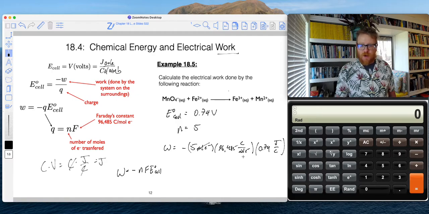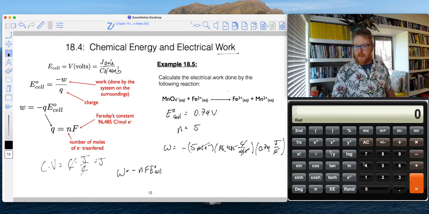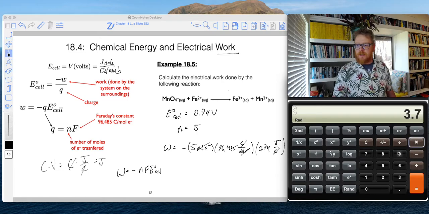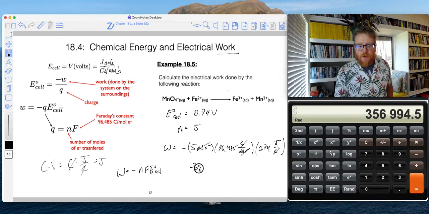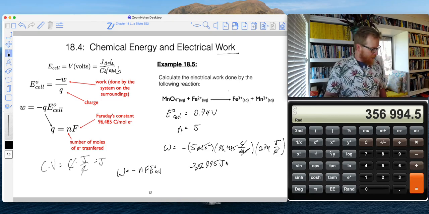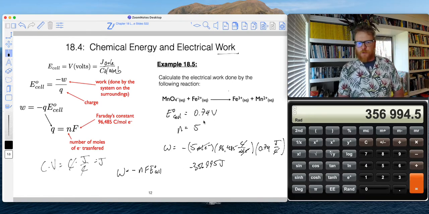So moles of electrons cancel, coulomb cancel, and we're left with joules. Okay, so let's carry out that calculation. So it's going to go 5 times the 0.74 times the 96,485, and that's going to give me joules. And I can see that that's negative 356,995 joules. And if I was using an appropriate number of sig figs, which for this will just be 2 sig figs from my cell potential.